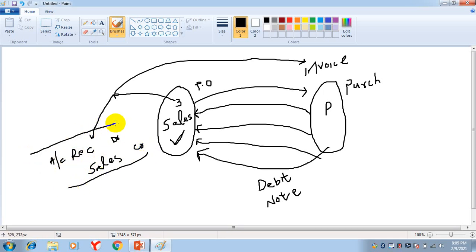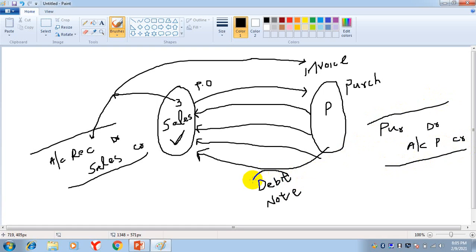Now when goods are returned, what will be the entry in his books? Purchase, debit, account payable, credit. When this man is returning goods, he is writing a debit note. Basically, his account is credited. See, account payable. Suppose he made a purchase of $1,000.